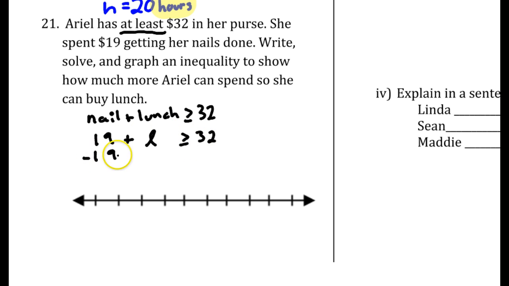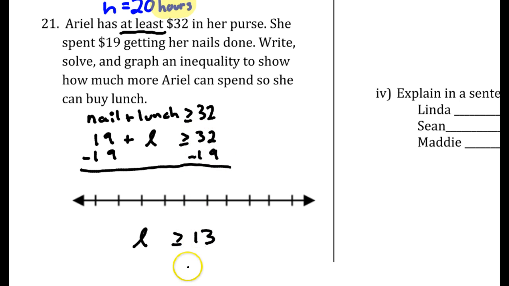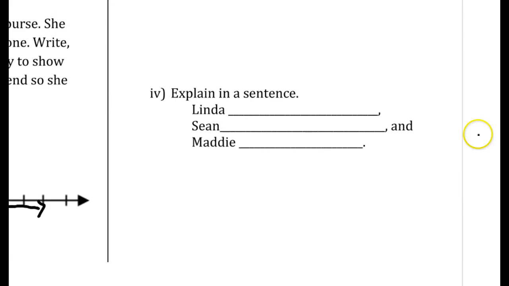And when we subtract 19 on both sides, let's go ahead and do this below. We'll have a lunch, 32 minus 19, that would be 12 plus 1, 13. There we go. So we can just find 13, and we can put this almost anywhere, and it's going to be bigger than, there we go. Okay, let's go up here.